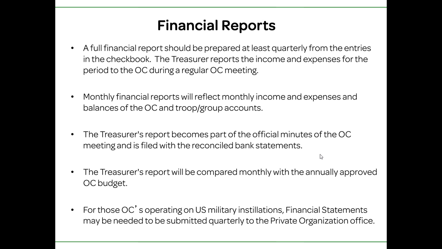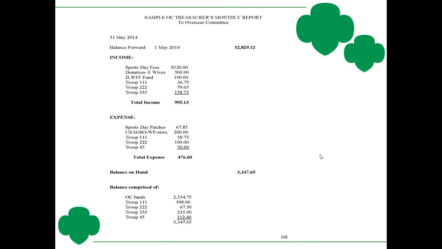Now, the Treasury Report becomes part of the official minutes of the Overseas Committee meeting and is filed with the reconciled bank statements. The Treasury Report will be compared monthly with the annual approved Overseas Committee budget. Now, for those overseas committees operating on a U.S. military installation, financial statements may need to be submitted quarterly to your private organization office. To know if that is part of your installation's processes, you would contact your private organization office, or you can double check with your Overseas Committee chair.